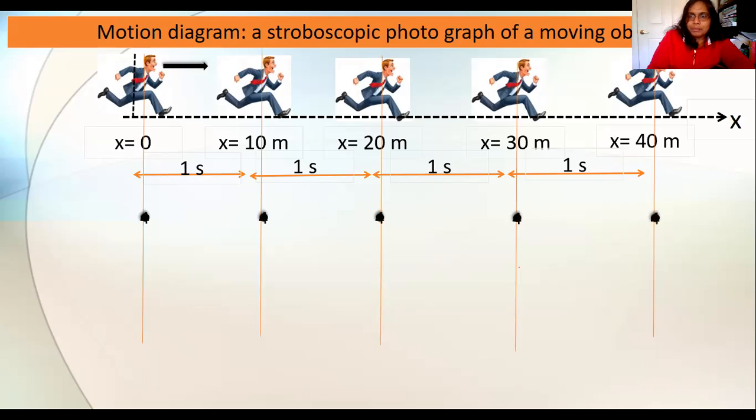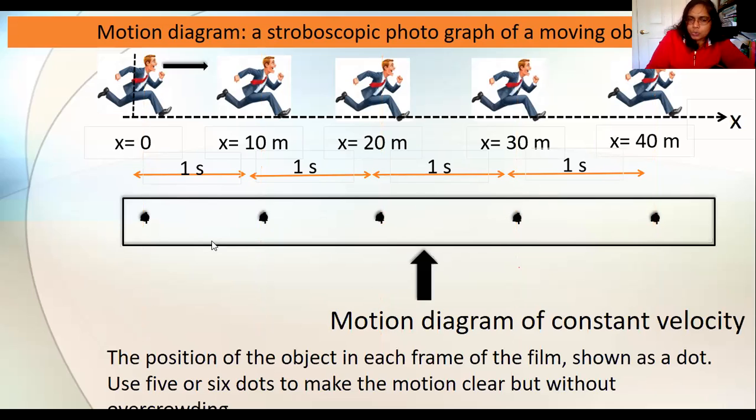Instead of doing that, I will pick a particle model. So I'm going to represent this person as a dot, right? So here, this is a particle model for his motion. And if you isolate this one, this is called the motion diagram.